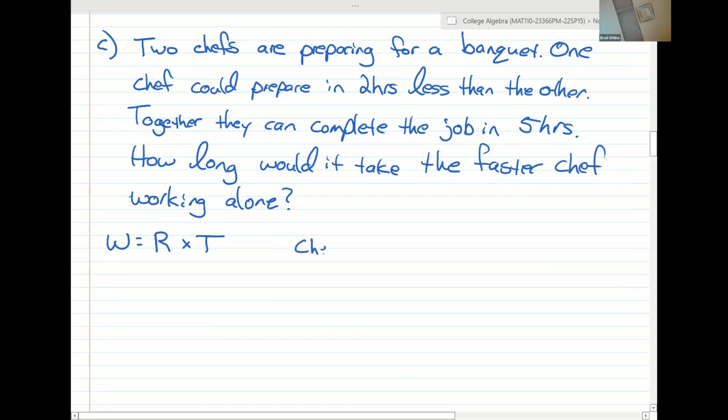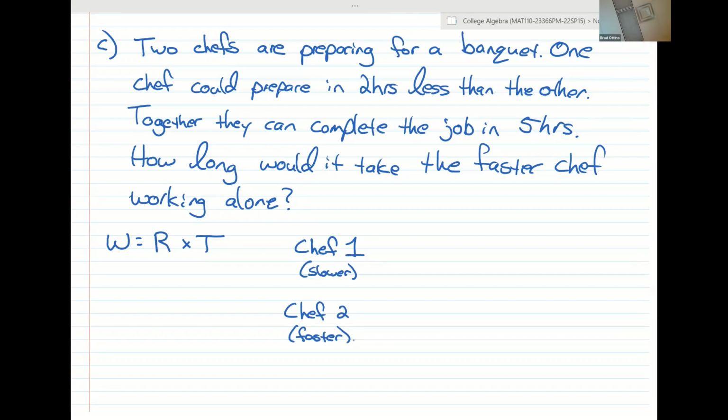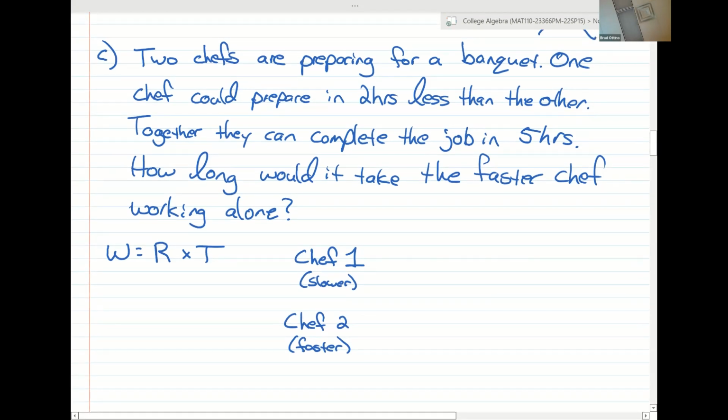So call it chef 1. This is the slower chef. And let's call it chef 2, the faster one. The question is, how long would it take the faster chef working alone? So we want to try to solve for t. That's what it's asking us for.